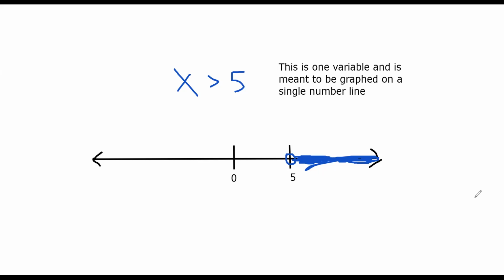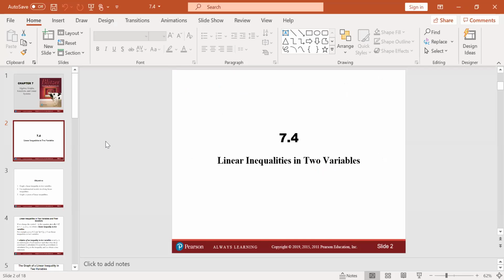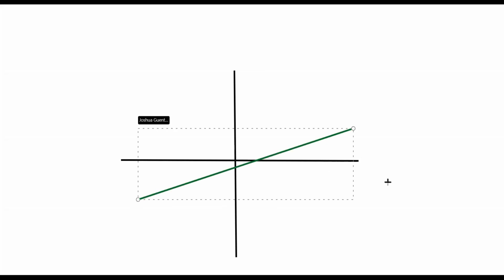Okay, so this was graphing in one variable, where we're meant to only graph on a single number line. Now we're going to put on our big boy or big girl pants, and we're going to talk about doing it in two variables. When I say two variables, I literally mean we are going to do that and that. Now, we're not going to graph single points because these are linear inequalities. We're going to end up doing things like graphing a line. We're going to graph that line maybe.